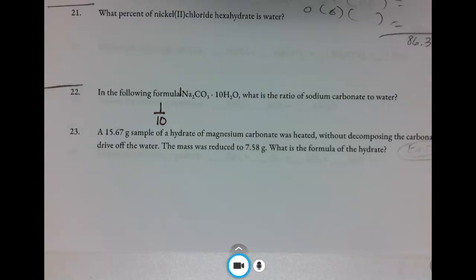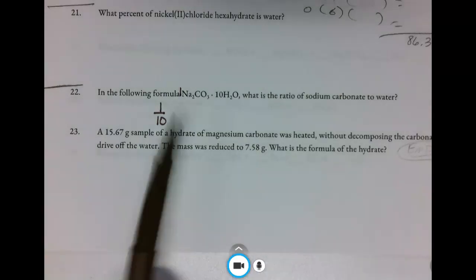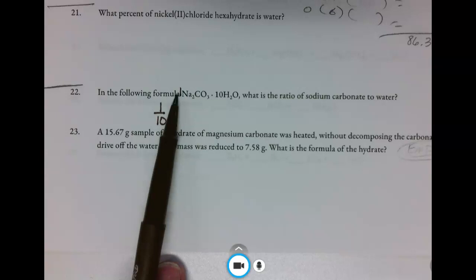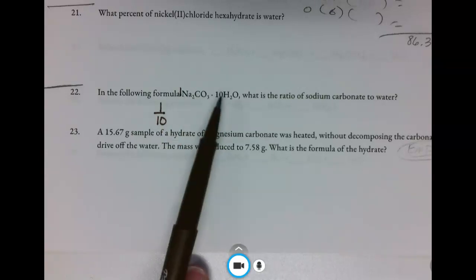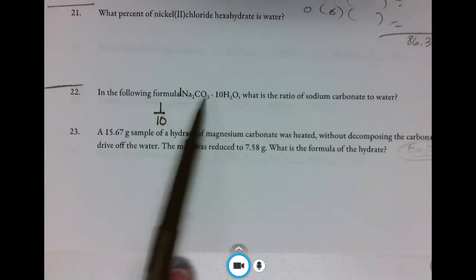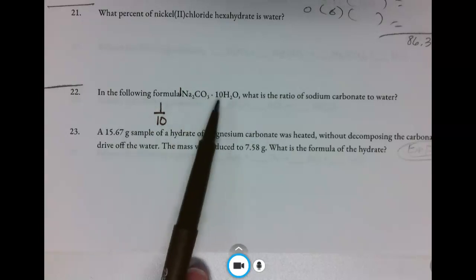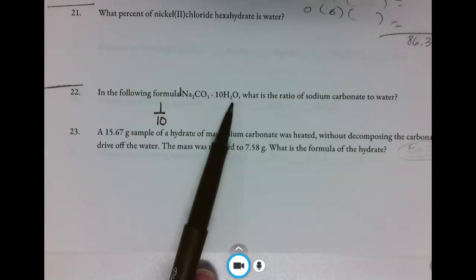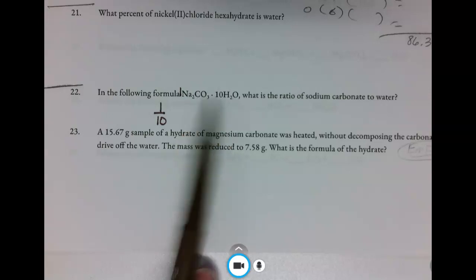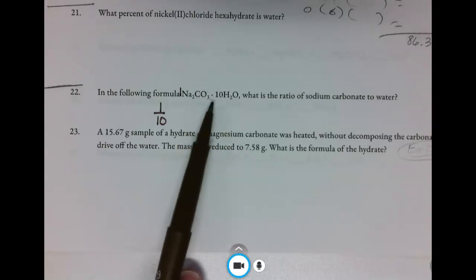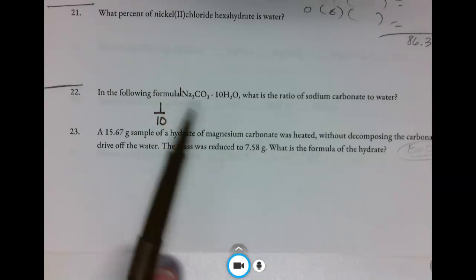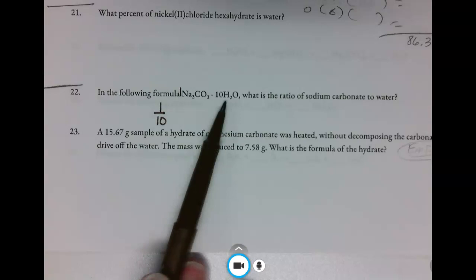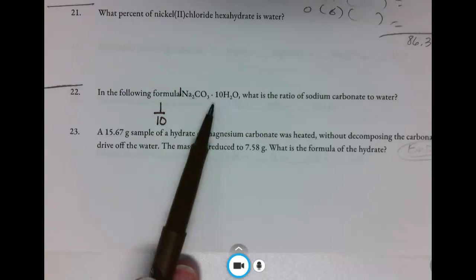Now, what that's leading you into is the next step, this is the ratio that we're going to be looking for. When you're doing a hydrate, which is what this would be, this would be sodium carbonate decahydrate. So 10 is decahydrate. What we're doing when we are calculating is finding the mole ratio, and in this case 1 to 10.